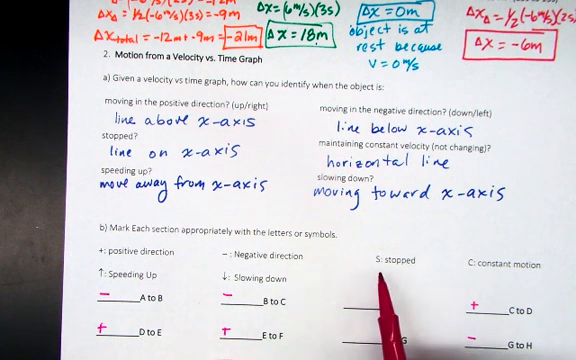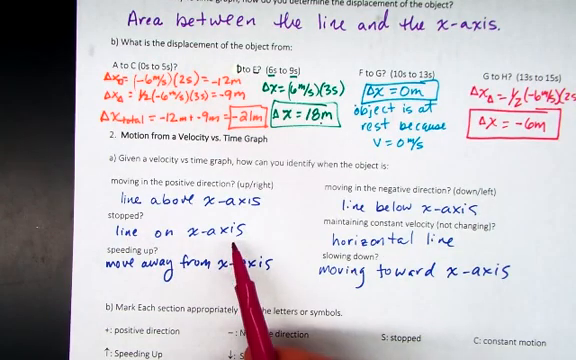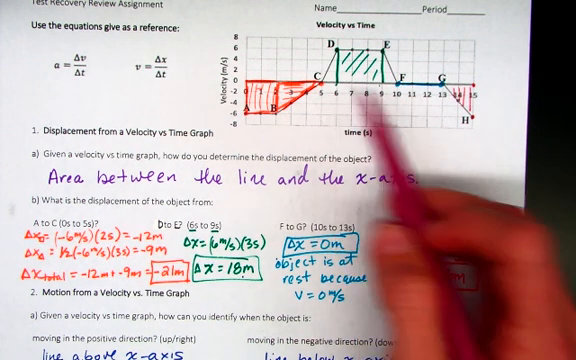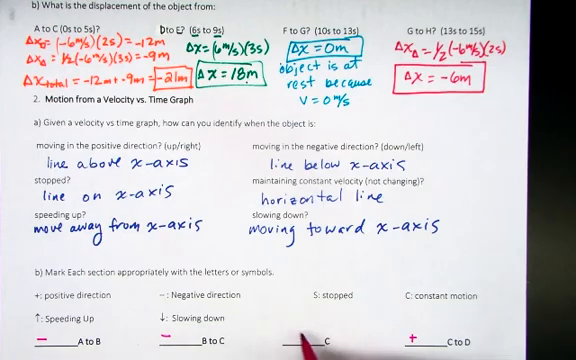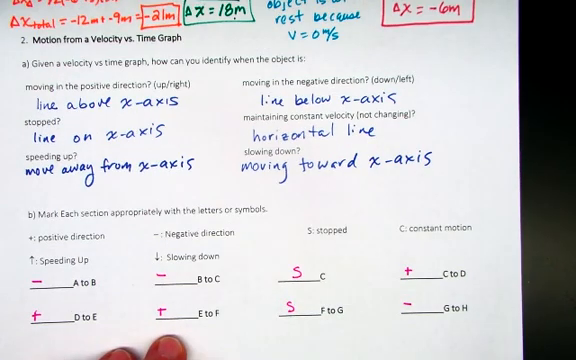Well, we're only stopped when we're on the x-axis. All right, only when we're on the x-axis. So where does that happen? That happens at point C, and it happens from F to G. So we are stopped here, and from F to G, we are stopped.